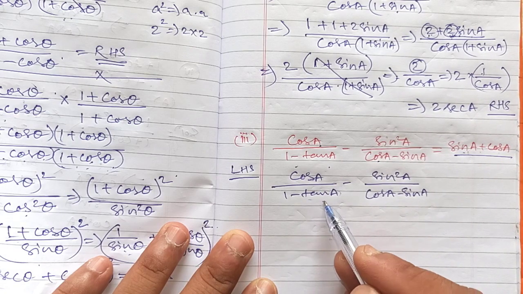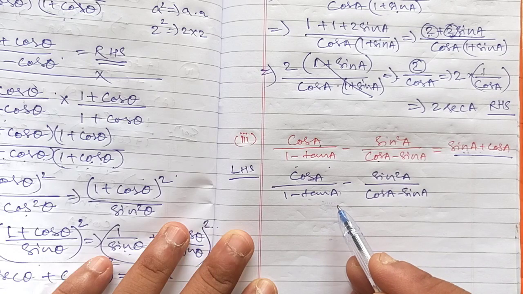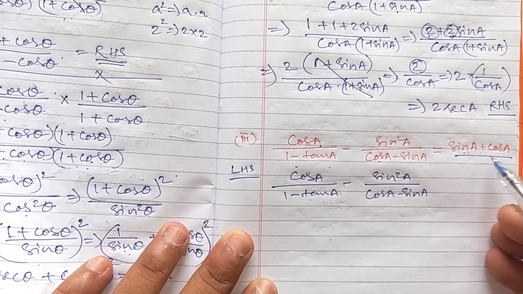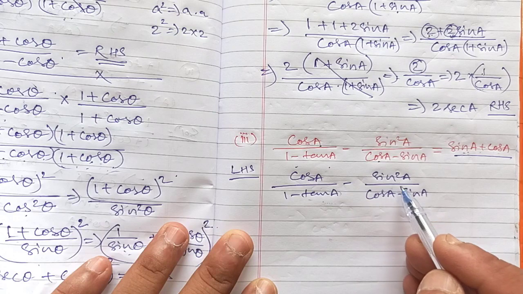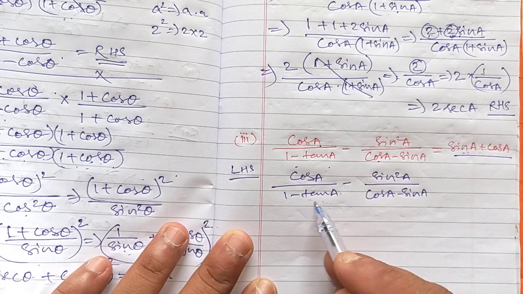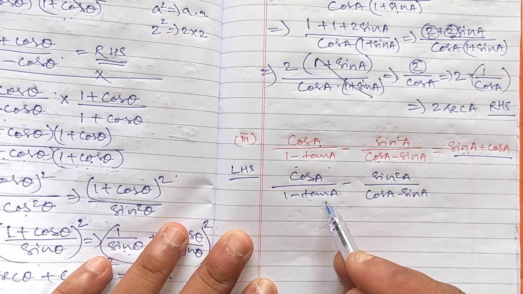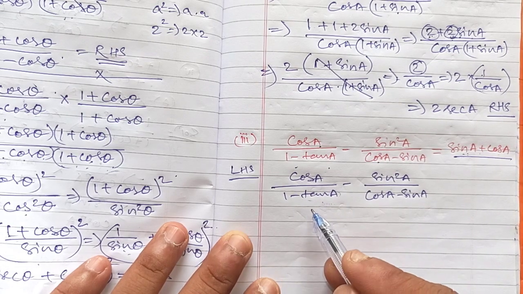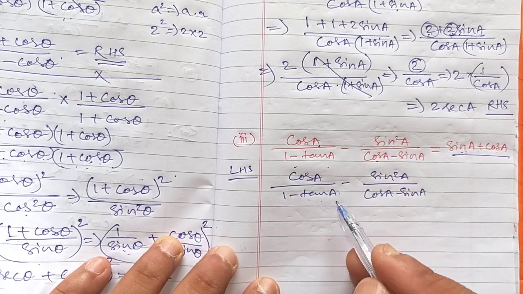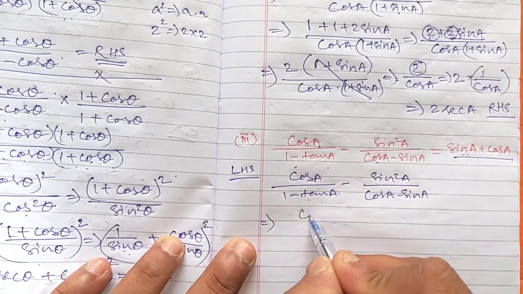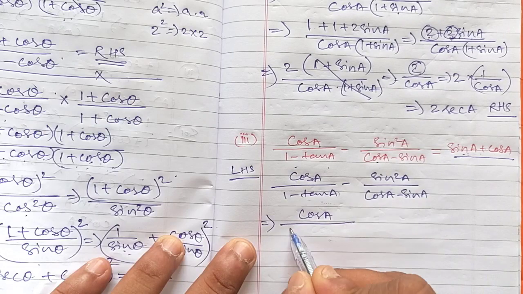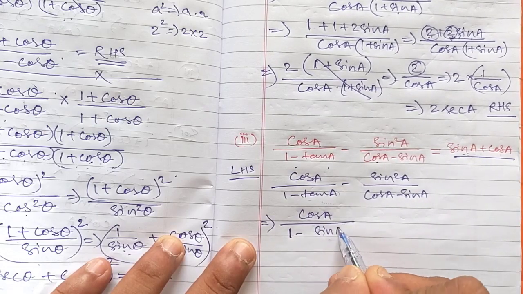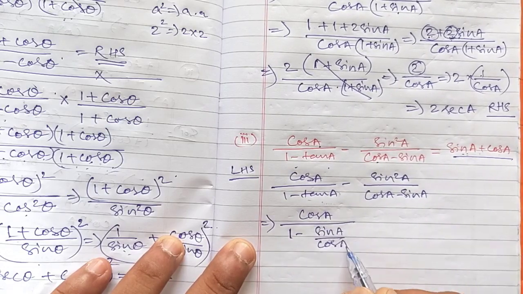So there is no use of tan A. First of all, we will convert this into sin and cos. Everything is sin and cos, only this one is in tan theta. So convert this one into sin and cos, because there is no square. If a square were given, then we could use a formula, but there is no square here. So cos A I will write as it is, 1 minus sin A by cos A.